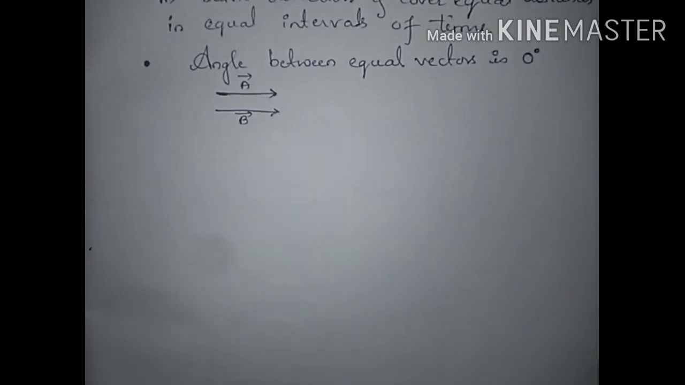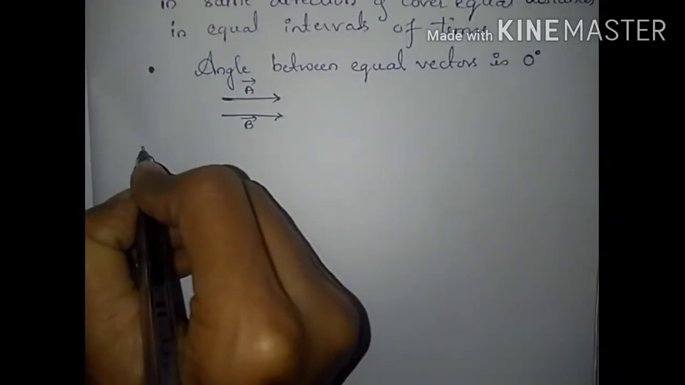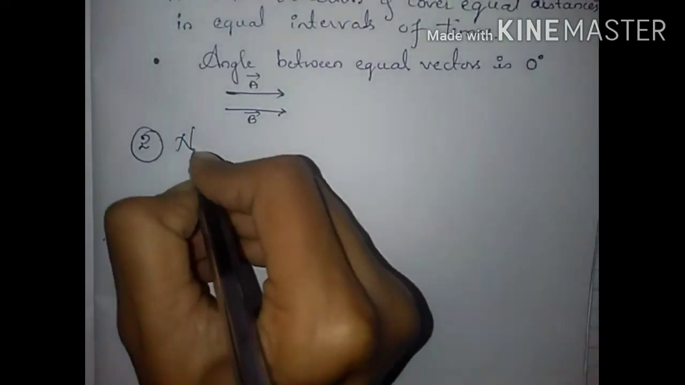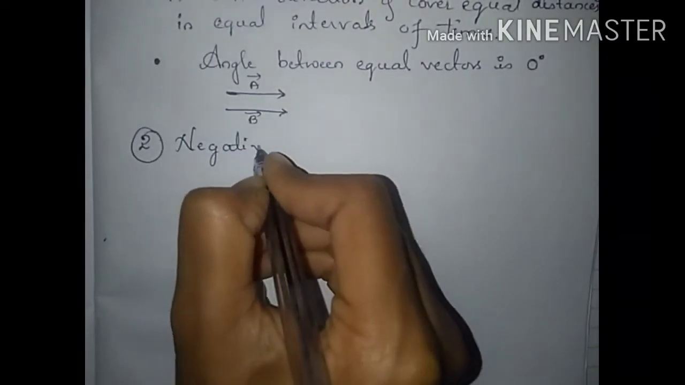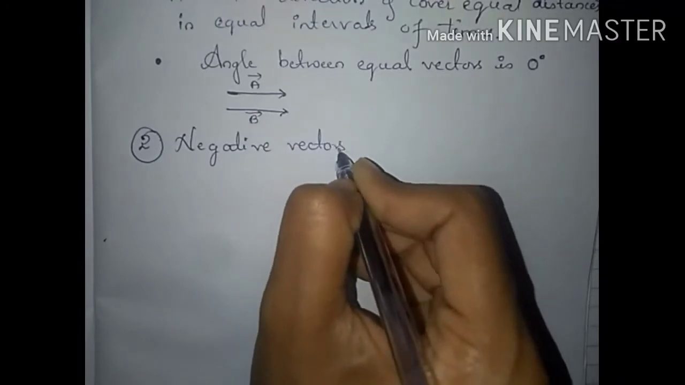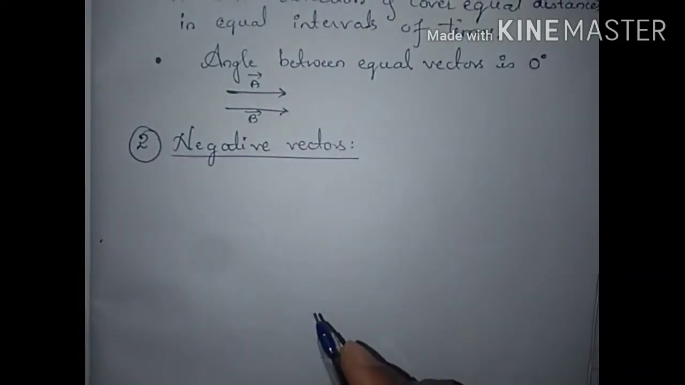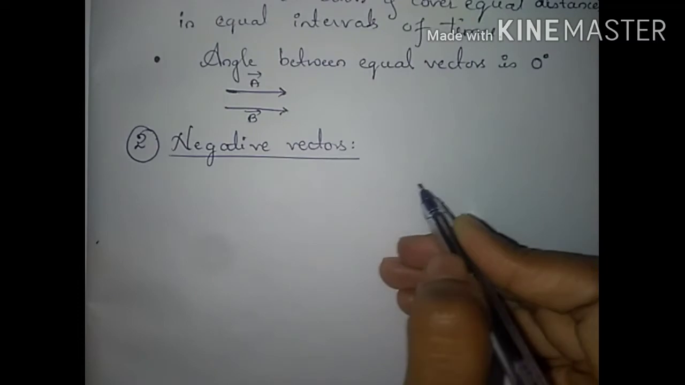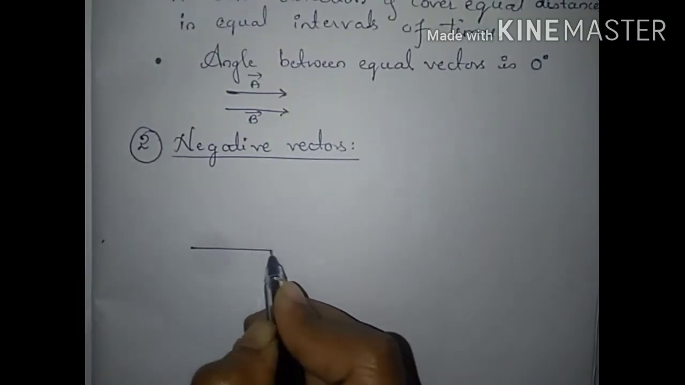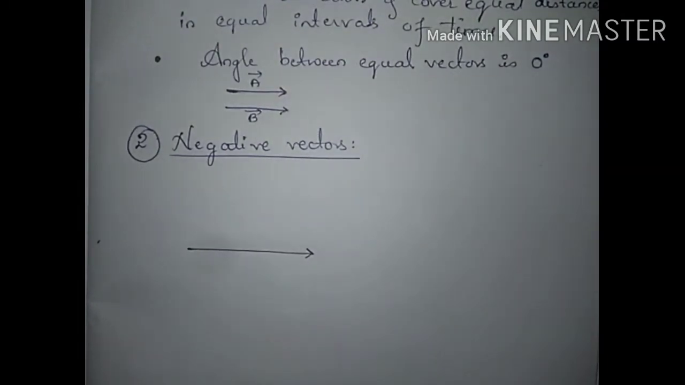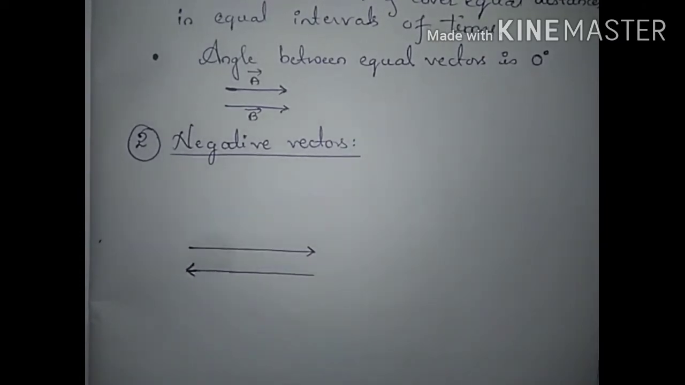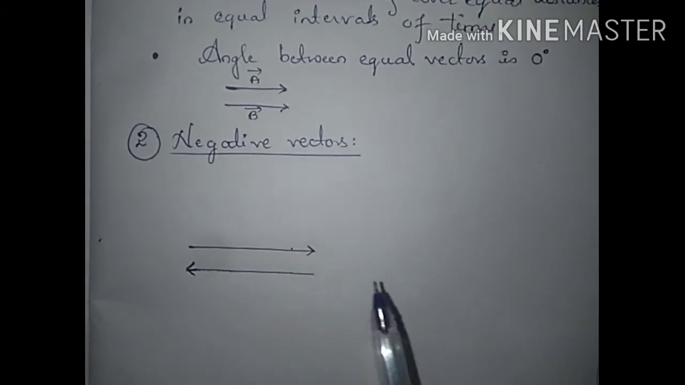Now let us move to another definition. This is for negative vectors. Two vectors are said to be negative if they have equal magnitudes. Let me draw here. They have equal magnitudes but they are opposite in direction. So these are known as negative vectors.